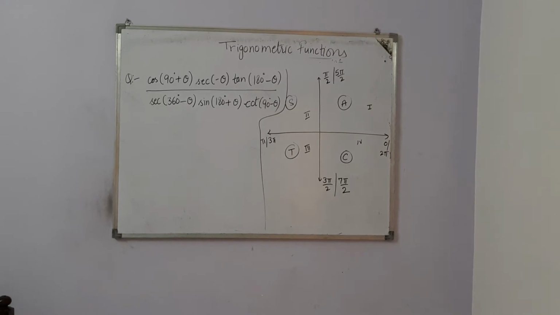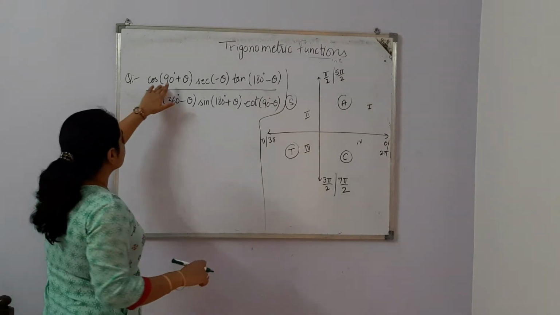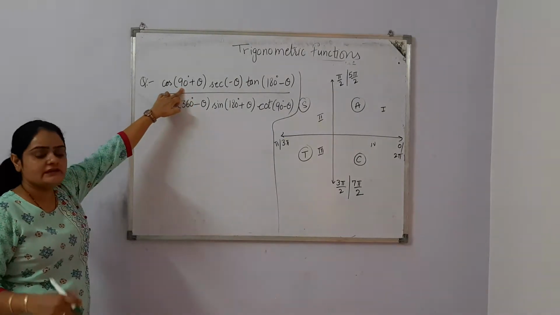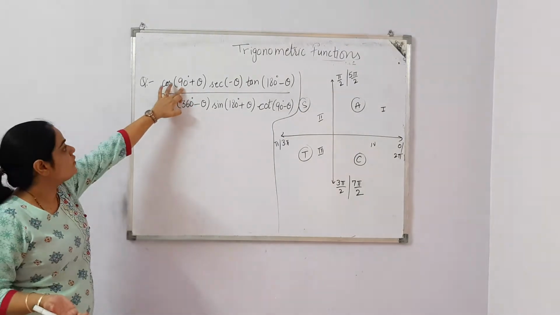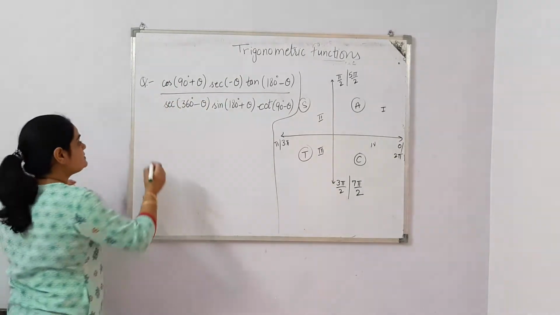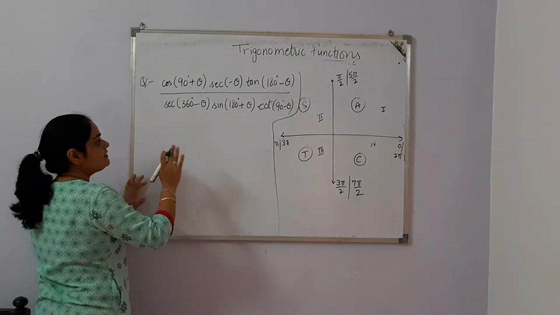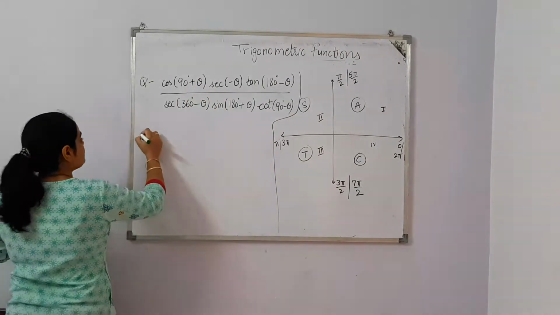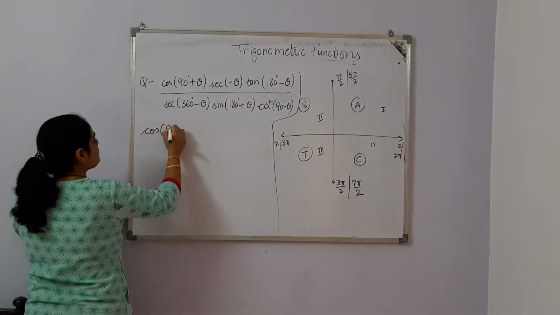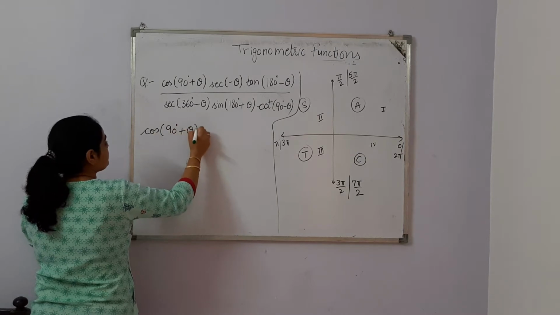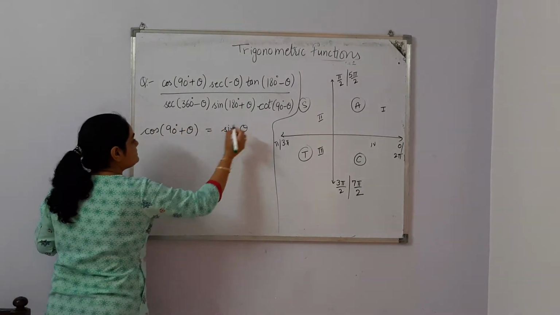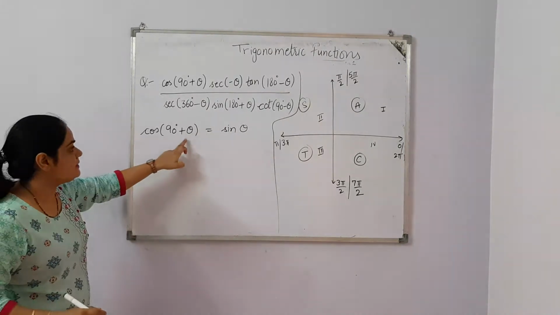Now the question is cos of 90 degree plus theta. Of course, the angle is in terms of 90, meaning pi by 2. So cos will change into sine. First of all, we'll find each and every value, then we can substitute here. First of all, we'll find cos of 90 plus theta. Of course, in terms of 90, cos will change into sine. It is sine theta.